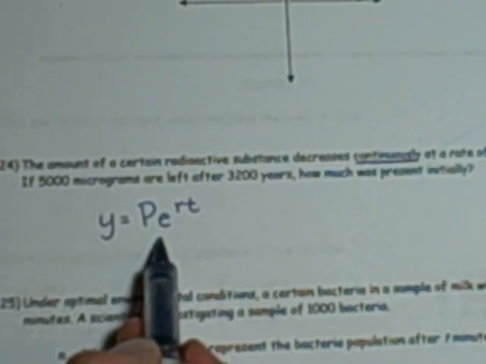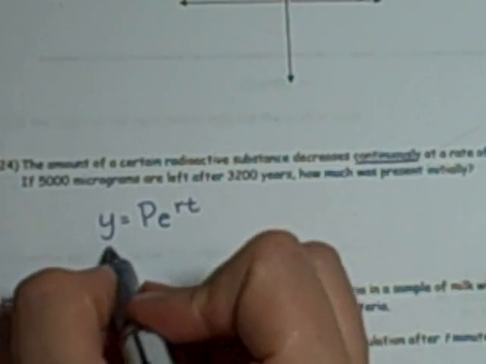Okay, let's take a look at 24. The amount of a certain radioactive substance decreases continuously. Now this is a new formula here. That word continuously should stand out to you because we learned a separate formula for continuous growth, and that was the PERT formula, where P was your starting amount. E is just a mathematical constant. It's like 2.718 something something, but your calculator has an E button on it. And then R is the rate of growth or decay, and T is your time.